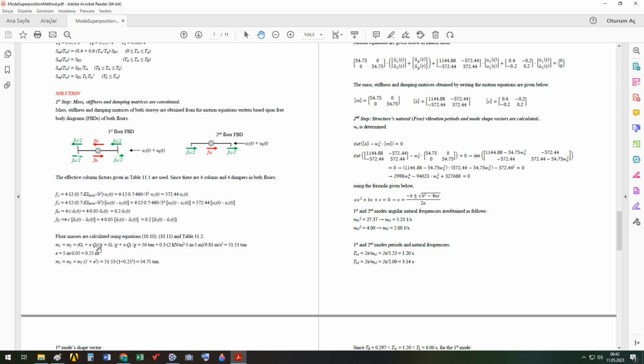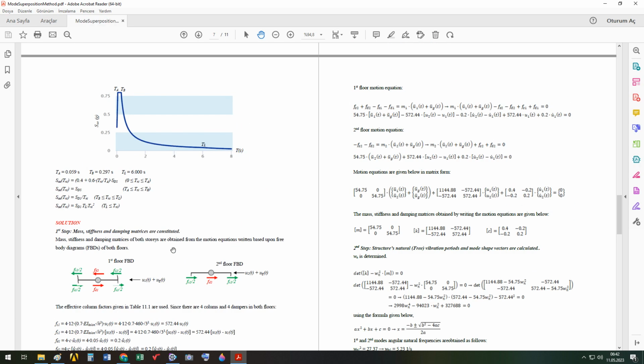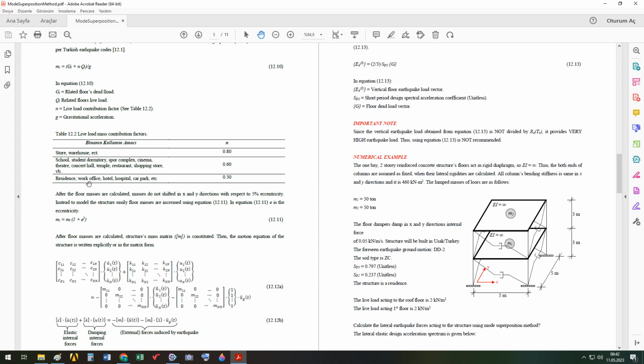I use this formula. I open up this equation to write this equation. Since the floor mass is given to me directly, instead of dividing the floor weight by gravitational acceleration, floor mass is given to me directly in the question. N is for residence buildings, given to me as 0.3. The distributed load is changed to concentrated load. Here 0.3 is taken from this table for residence.